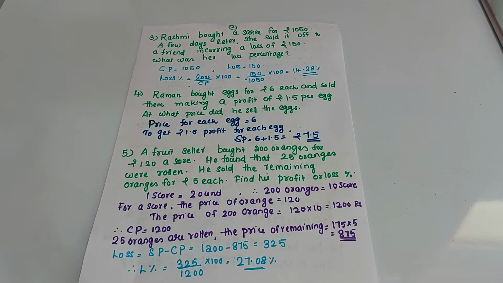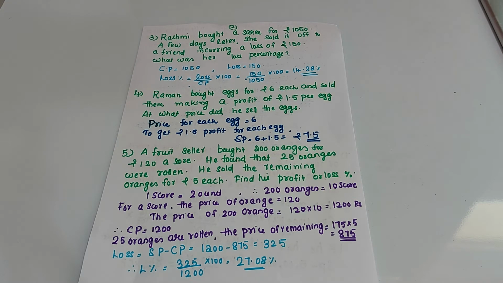Very easy question. Next one, Raman bought eggs for rupees 6 each and sold them, making a profit of rupees 1.5 per egg. At what price did he sell the eggs? Here the cost price is 6. The question is, at what price did he sell to get a profit of 1.5? So you add 1.5 to the cost price. So SP equals 6 plus 1.5, which is equal to 7.5. That's the answer.